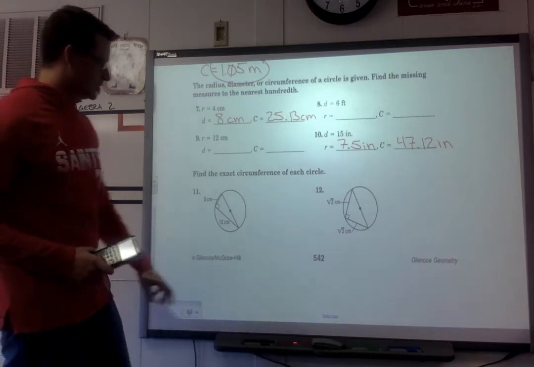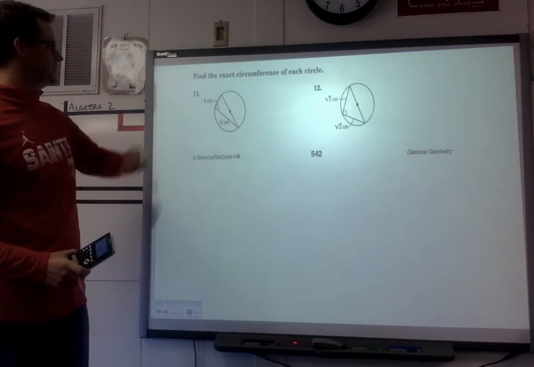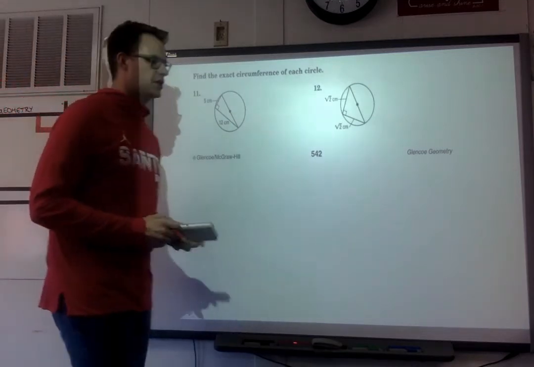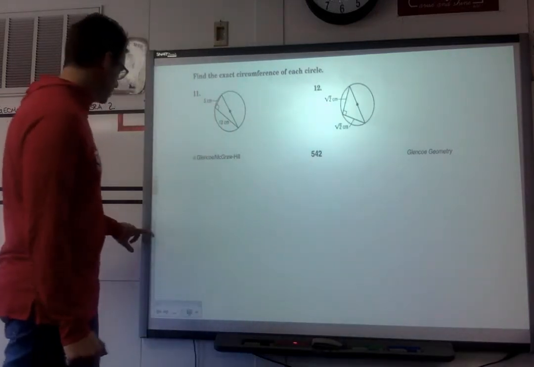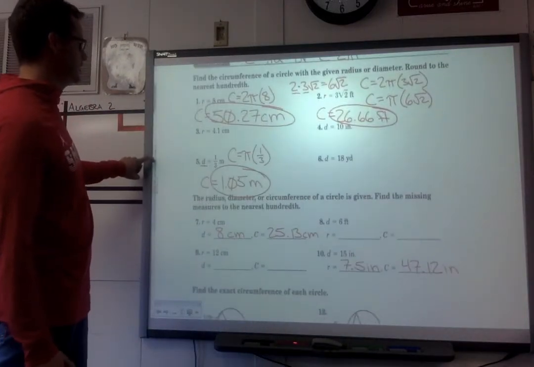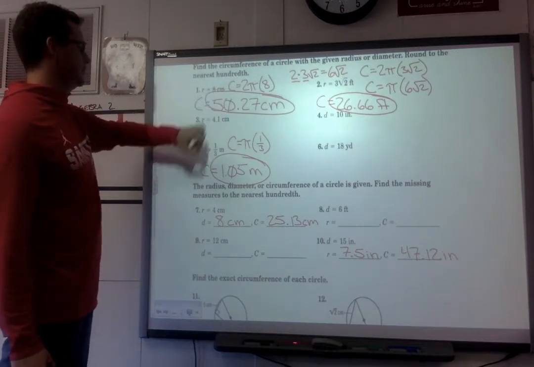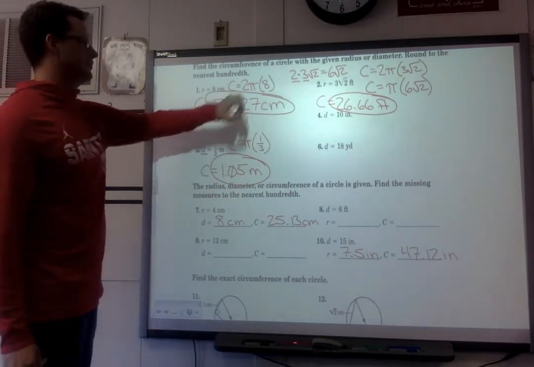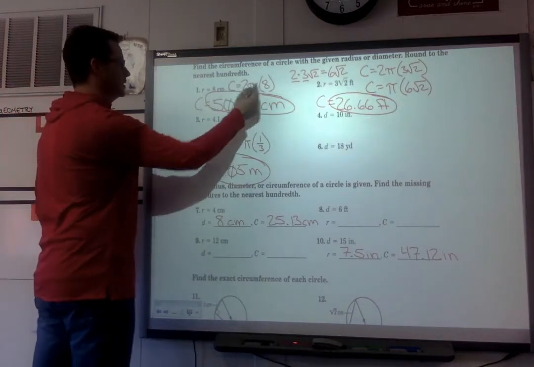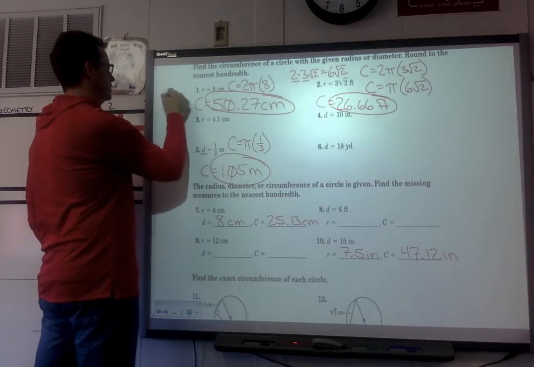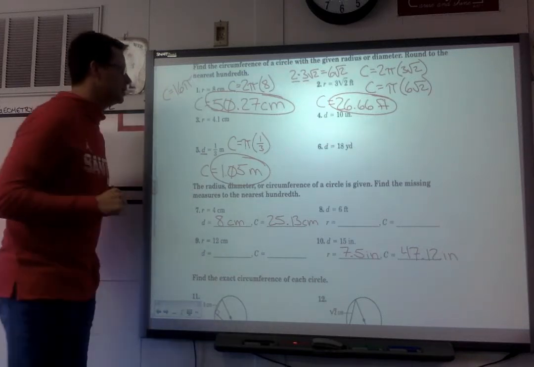So then the last thing we're going to do, it tells us to find the exact circumference of each circle. Now finding the exact circumference, if I go back up to here, let's take a look at this first one that we did. We had circumference is equal to 2 times pi times 8, which really is the same thing as the circumference is equal to 16 pi.